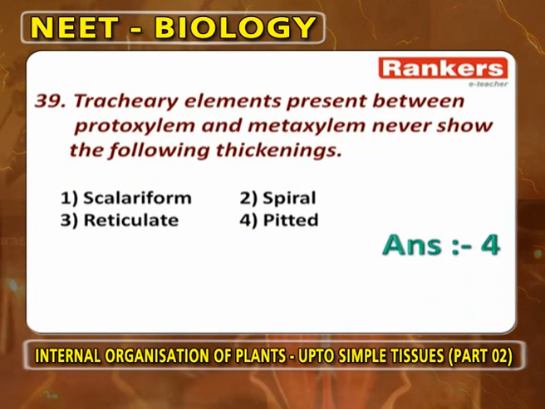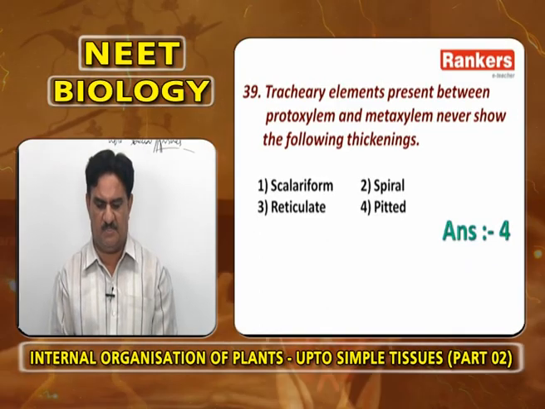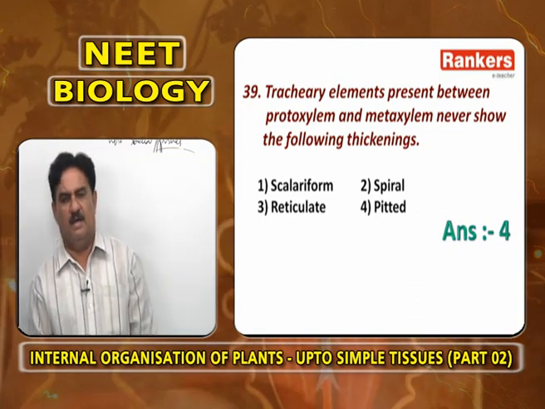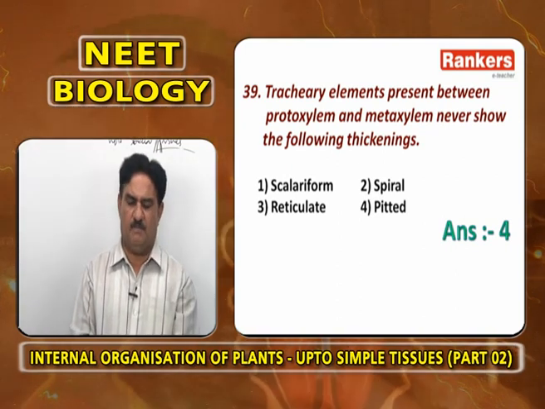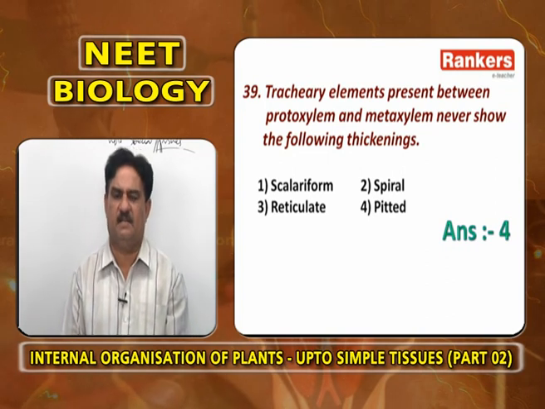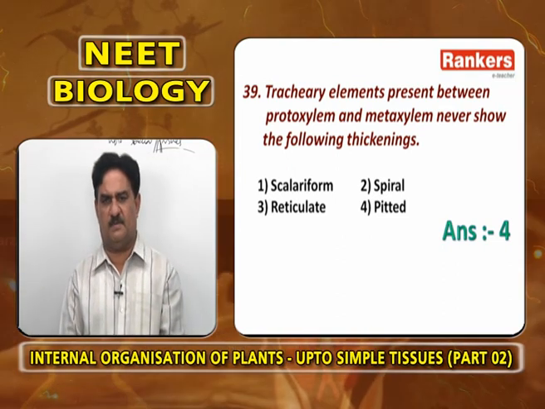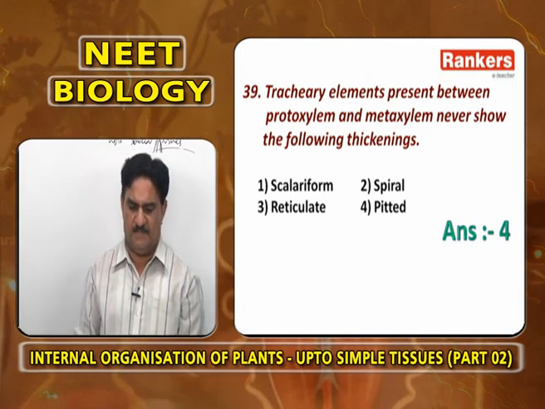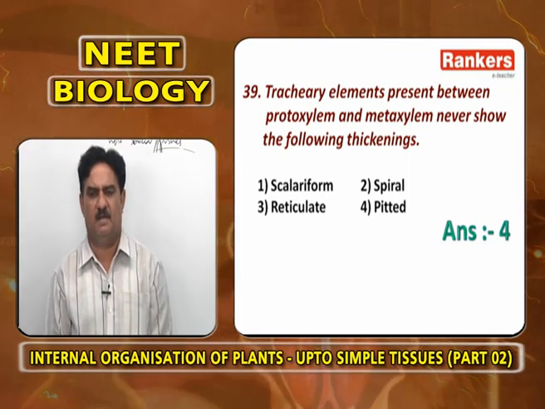Tracheary elements present between protoxylem and metaxylem never show the following thickenings, meaning pitted thickenings. Protoxylem is xylem with a narrow lumen, metaxylem is xylem with a broad lumen. If they are arranged with protoxylem towards the periphery and metaxylem towards the center, it is exarch, found in roots. If protoxylem is towards the center and metaxylem towards the periphery, it is endarch, found in stem, and also mesarch. So, here the tracheary elements present in between protoxylem and metaxylem never show the following thickenings, meaning pitted thickenings are completely absent.